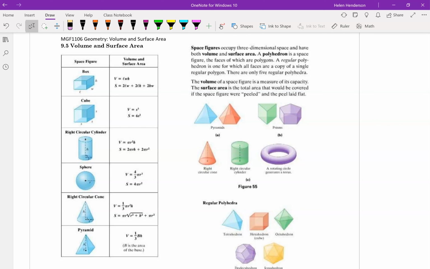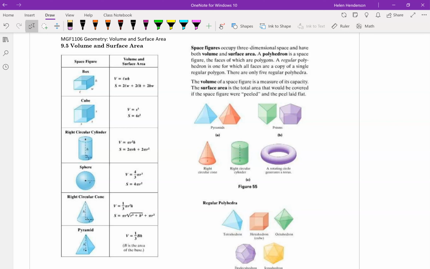So volume of a space figure, so a space figure is three-dimensional. Volume is what you use to measure its capacity, or if you were trying to fill it with water, how much water would you need? So volume is filling up a three-dimensional figure.